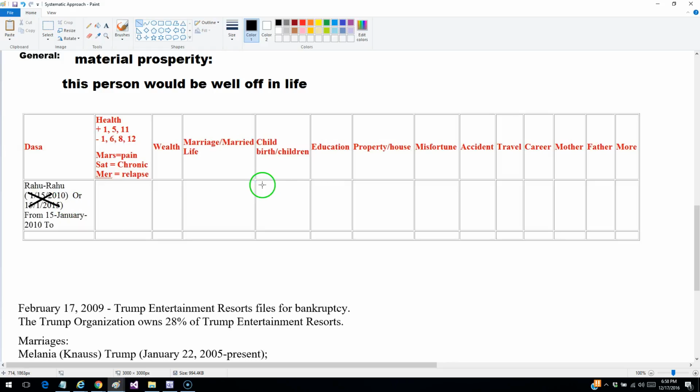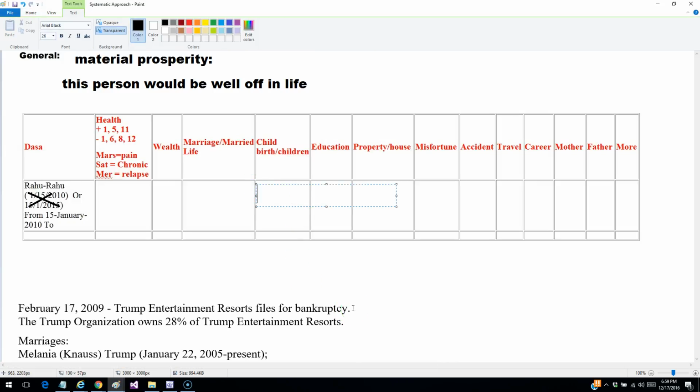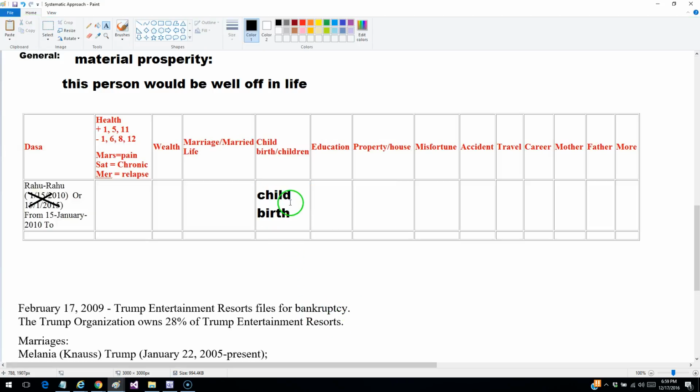For example, if you think that a childbirth might happen, then you can put a note over here, something like child birth. And now if this prediction proves correct, then you can put a note over here that this particular prediction or analysis was made by you. You might not have shared this information with the person of this chart, but at least it was there in your diary.